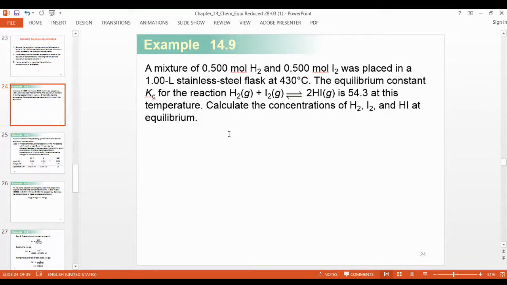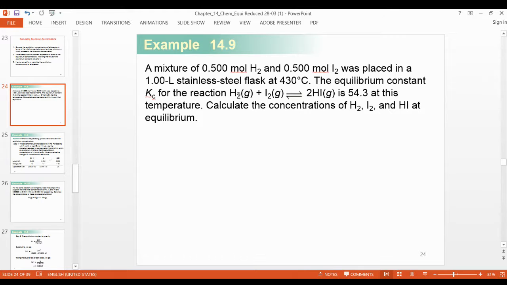Suppose in this question we have a mixture of 0.5 mole of hydrogen and iodine placed in a 1 liter stainless steel flask. This is 1 liter, so no need to divide by anything; divided by 1, you will get mole per liter. The equilibrium constant Kc for the reaction is given as 54.3 at this temperature. Calculate the concentration of H2, I2, and HI at equilibrium. So you have to determine all 3 concentrations at equilibrium.